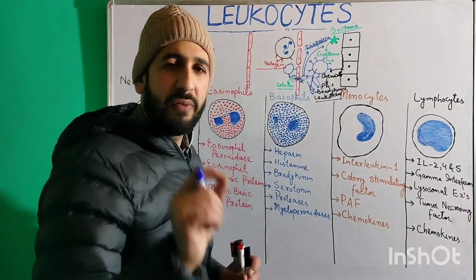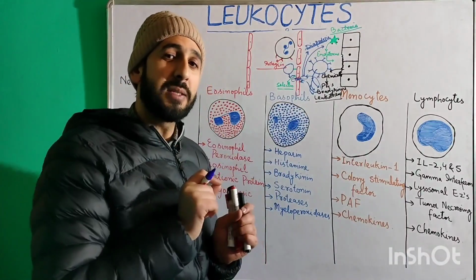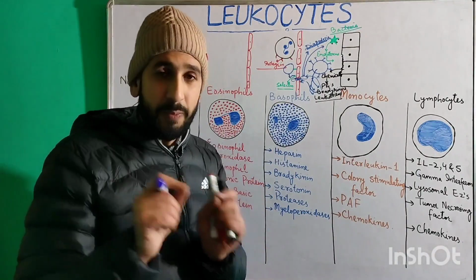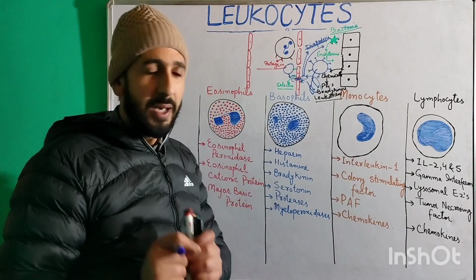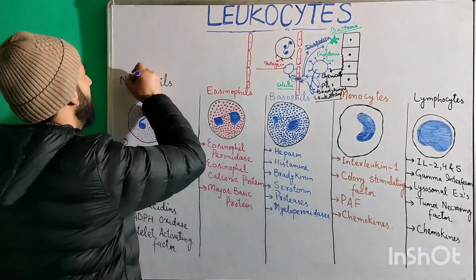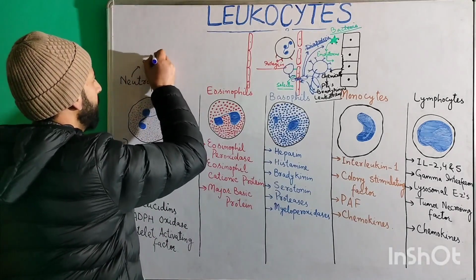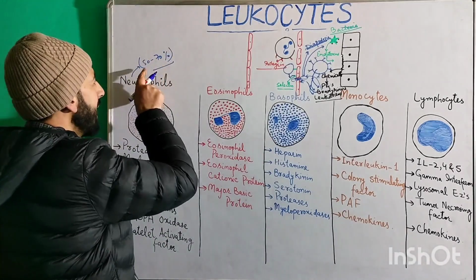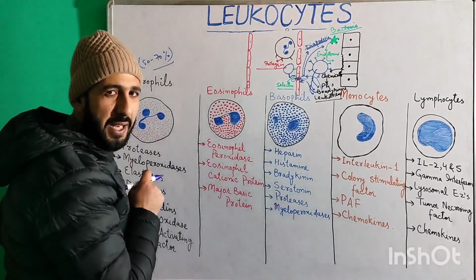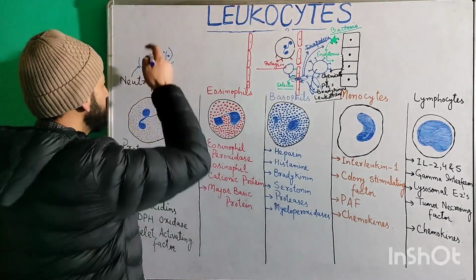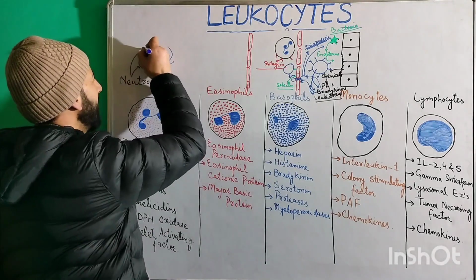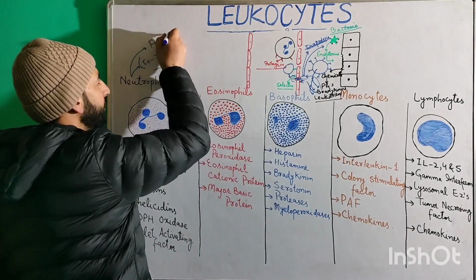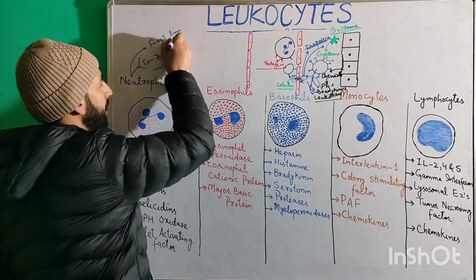Neutrophils are very important because I told you in the last class that they are the most abundant type of white blood cells present in the blood, and they account for about 50 to 70% of the total white blood cells. So 50 to 70% of total white blood cells are neutrophils, and they help us in providing the first line of defense.